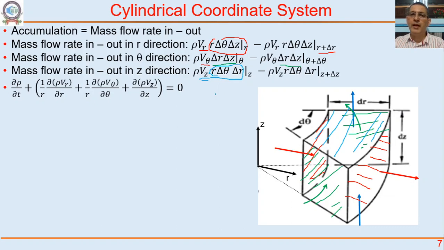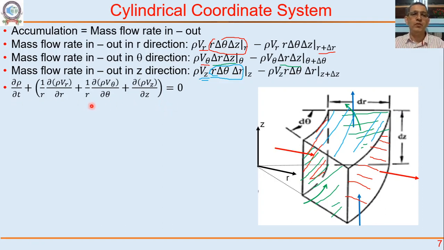Okay. Now accumulation is del by del T of rho multiplied by volume. What is the volume? R delta theta delta r delta z. Again divide throughout by r delta theta delta r delta z. Take limit as delta r delta theta delta z tending to 0, and you will get this equation. Simplify, you get this equation. Get it for yourself. Derive it for yourself.